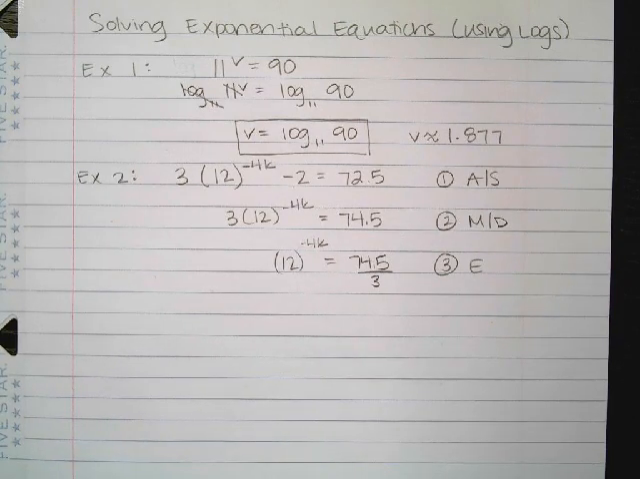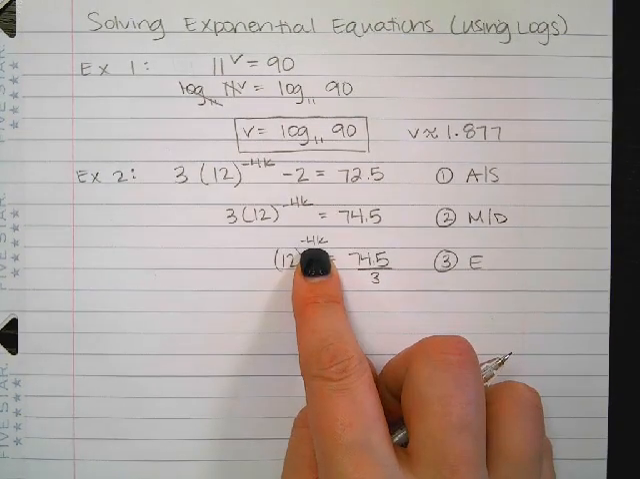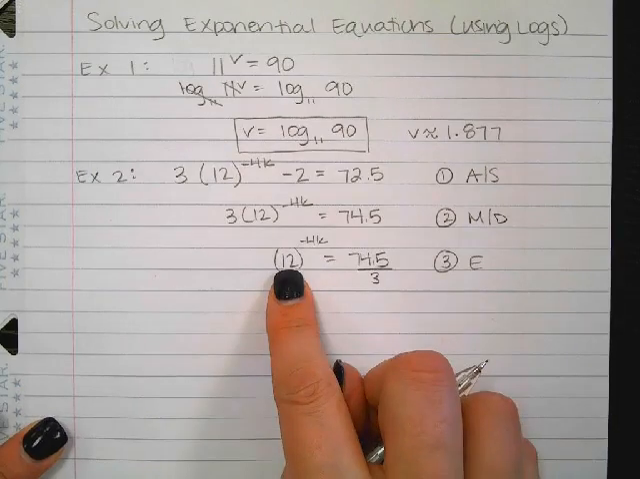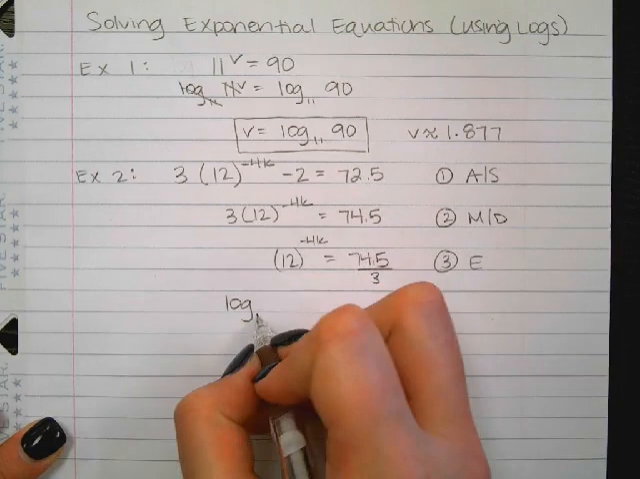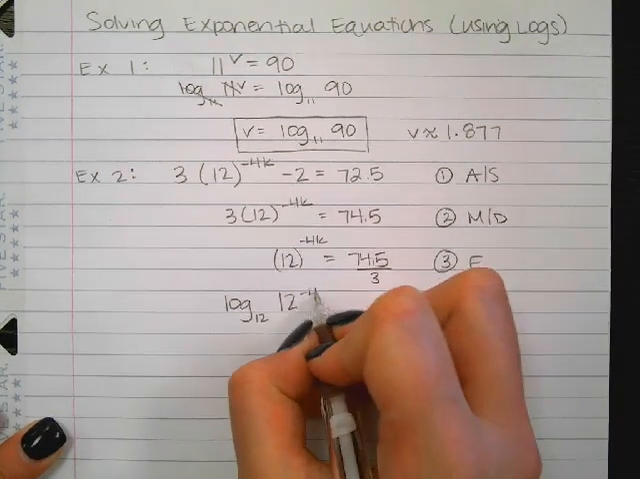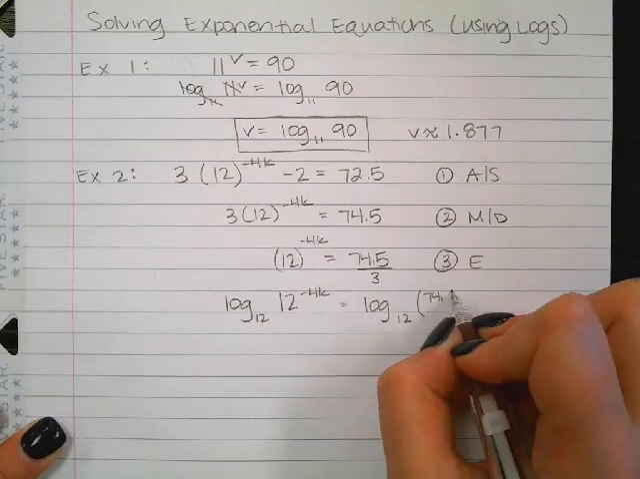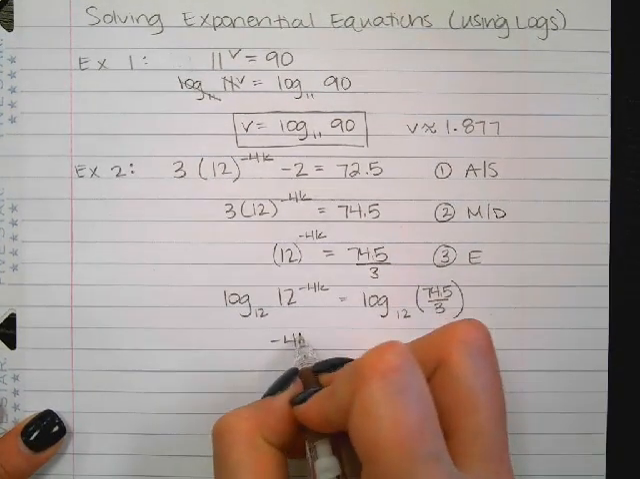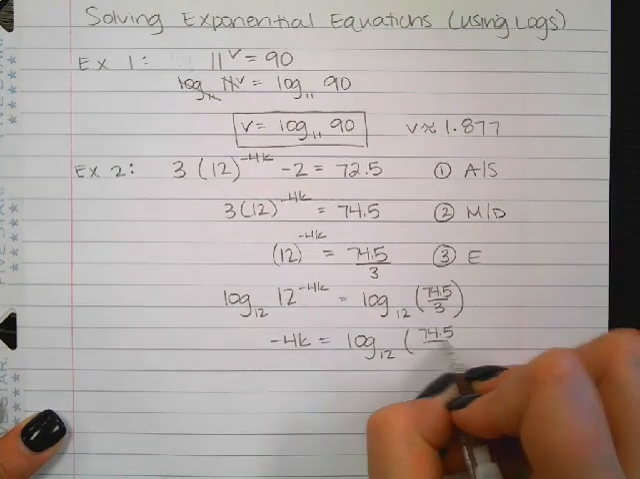And then this is where we say, okay, my variable is written in the exponent. That means it's an exponential equation. To do the inverse operation of that, I need to do a log. And so now I'm going to go ahead and log each side, and the base is 12, so I need to log base 12 each side. So I'm going to say log base 12 of 12 to the negative 4k equals log base 12 of 74.5 over 3. So I have negative 4k equals log base 12 of 74.5 over 3.